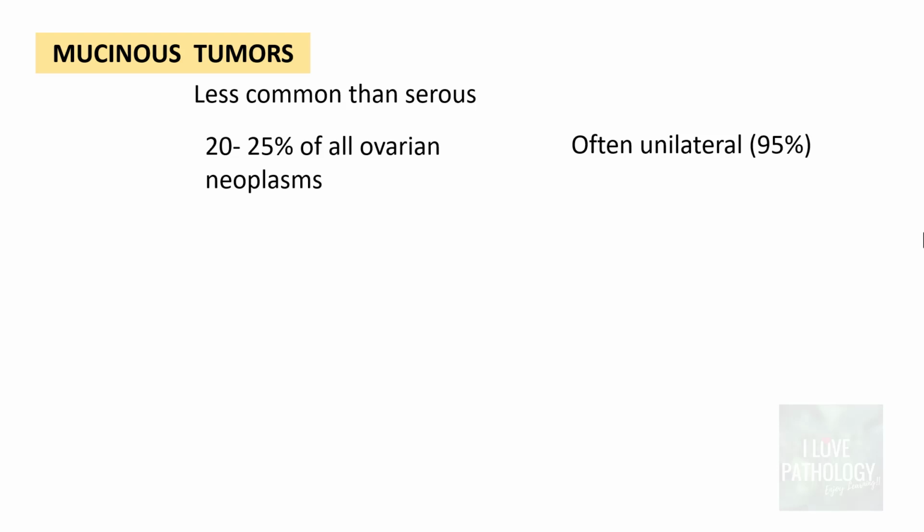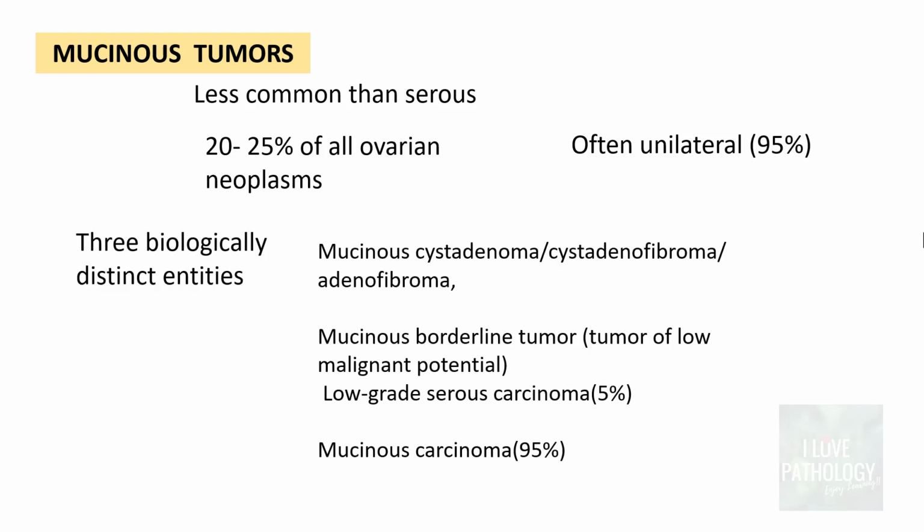So that's about serous tumors of the ovary. We looked into benign, borderline, and malignant tumors. Moving on to mucinous tumors of the ovary, they are less common than serous tumors, accounting for around 20 to 25% of all ovarian tumors. Okay, most often mucinous tumors are unilateral, in contrast to serous tumors, which are often bilateral.